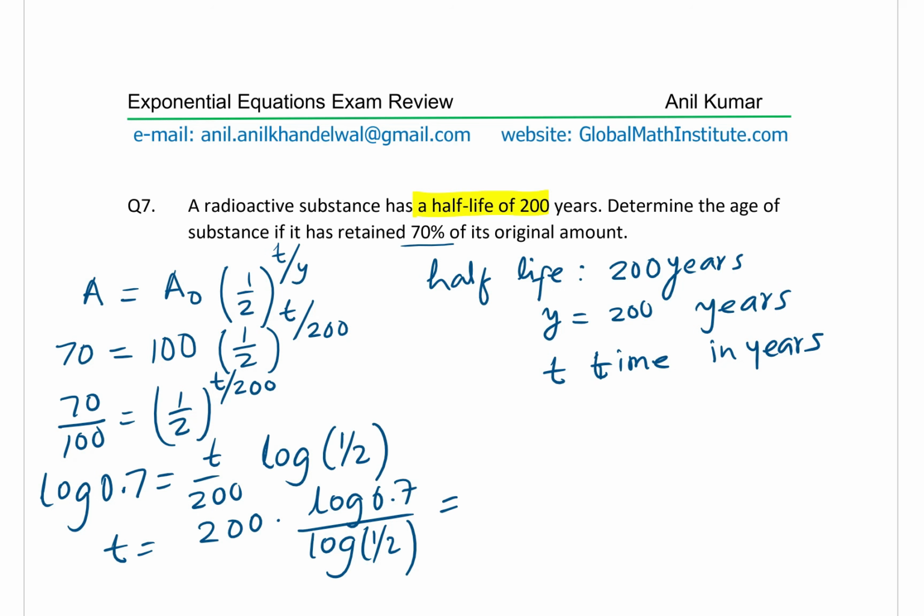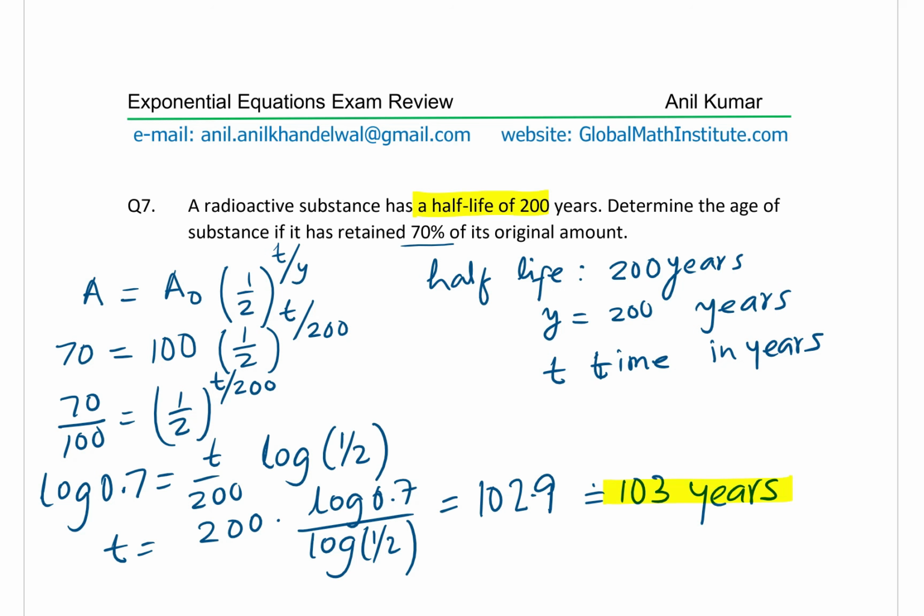So let's find this answer using the calculator. So we'll do log of 0.7, divide by log of 0.5, and we'll multiply this by 200. What we get here is 102.9. So many years, you can say approximately 103 years. So that becomes the solution of the given question. Perfect. So that is how you're going to solve equations.